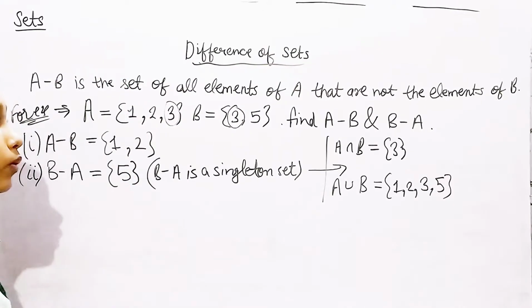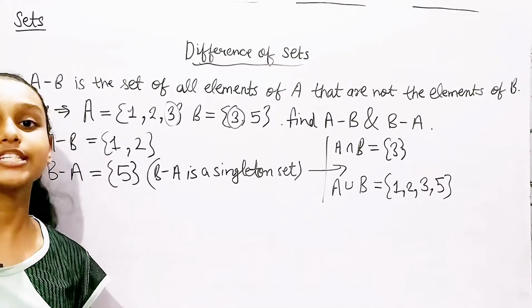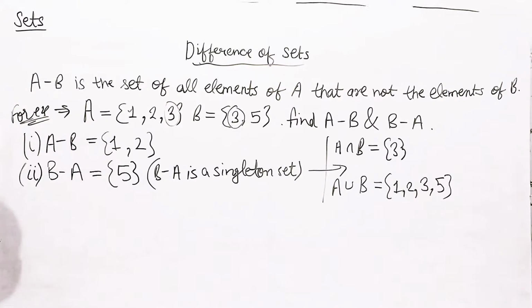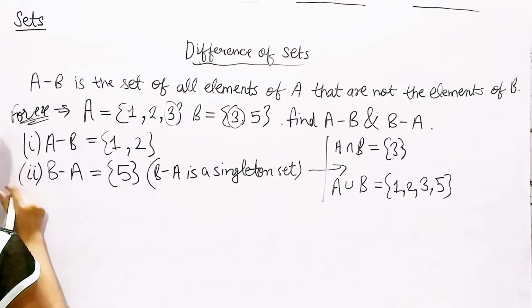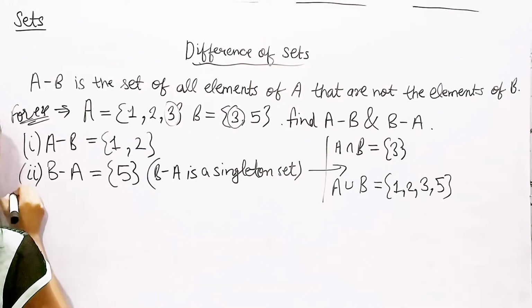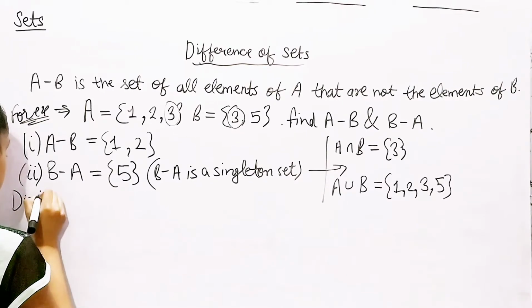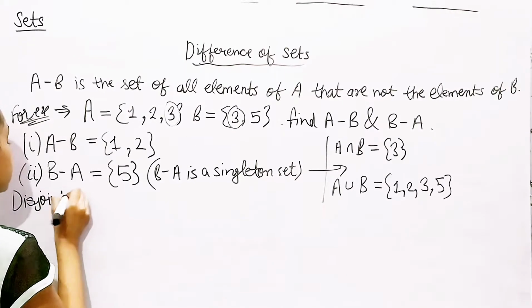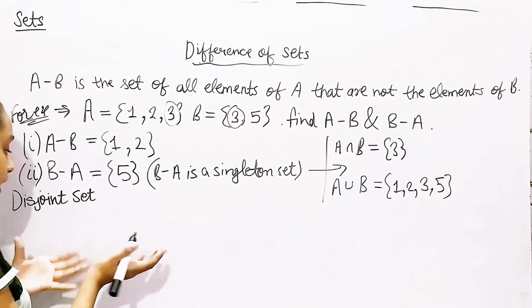So now let's move on to our next type of set, and that is disjoint sets. Let me write the heading right here. So what are disjoint sets? You can even guess it by the name: disjoint, which means they're not joined.